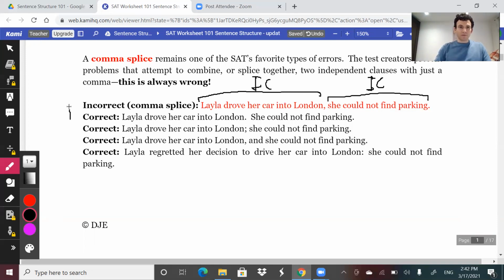Option 1 is you put a full stop between the 2. Option 2 is you use a semicolon. If you're curious what a semicolon does, a semicolon holds up 2 independent clauses. That's exactly its job. In fact, there's really no difference between using the semicolon or the period in the eyes of the test, because they both hold up 2 independent clauses.